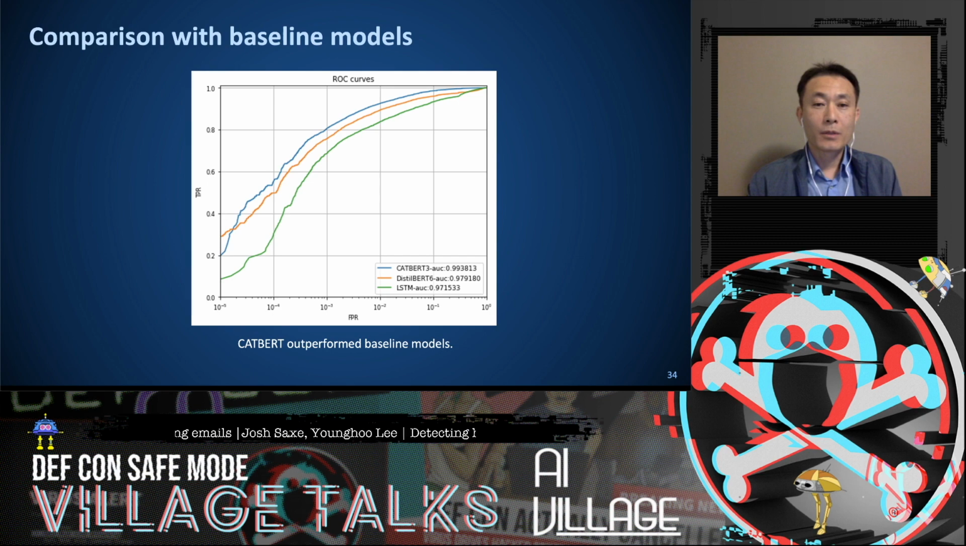These ROC curves compare our chatbot model with 2 baseline models. The top blue one is chatbot, and the second one is DistilBERT, and the bottom green one is LSTM. Our model outperformed the 2 baseline models, and our model achieved 0.8 true positive rate at 0.1% false positive rate.